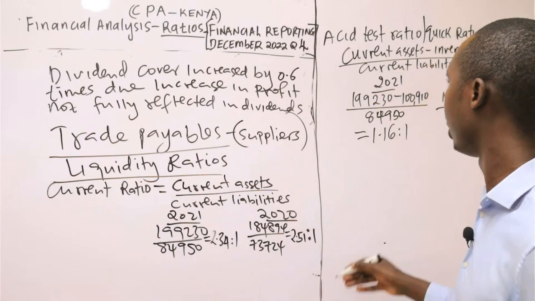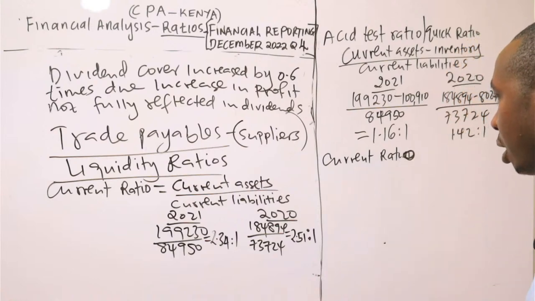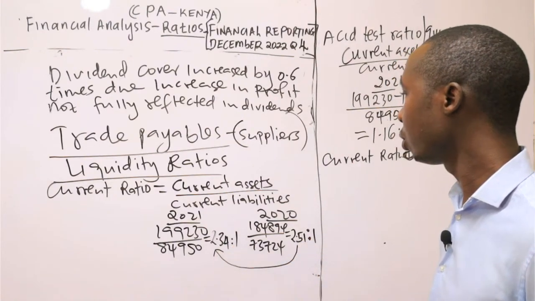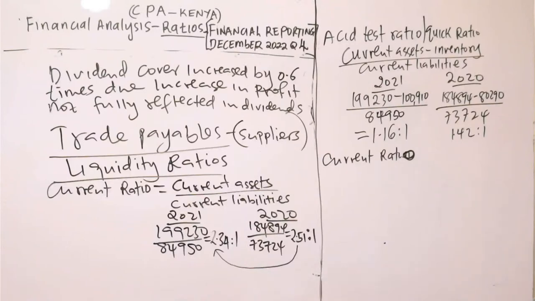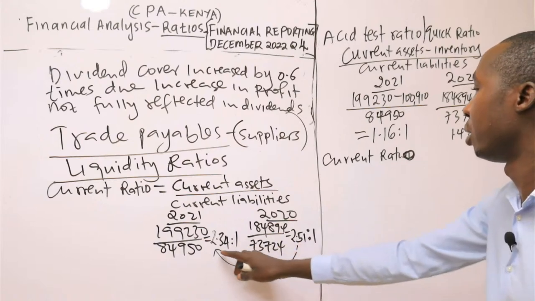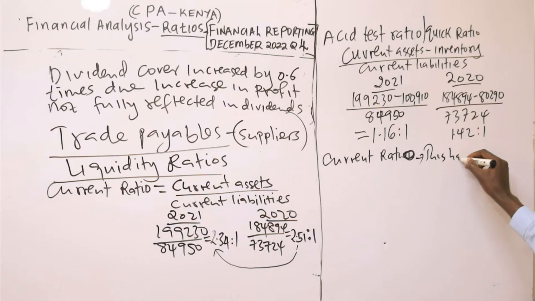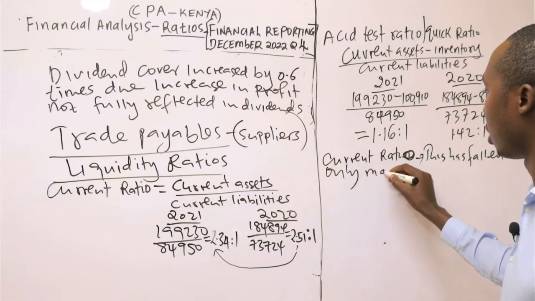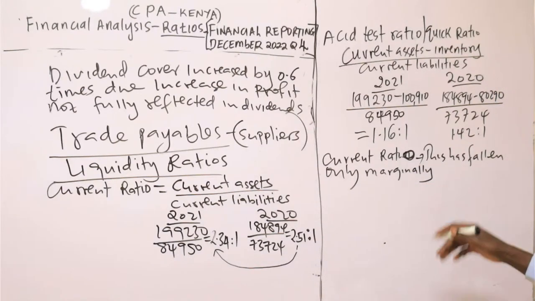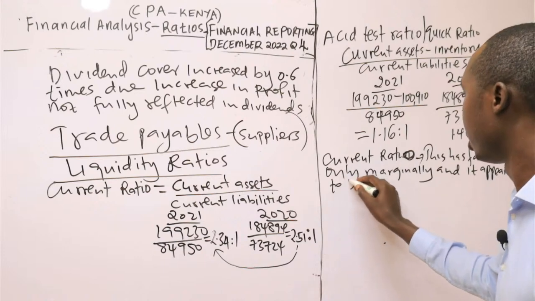So what can you comment about the two periods for the current ratio? You can see it was 2.51 to what? 2.34. So it has fallen, but only with a small margin, because it's some small points. Here you can say that this has fallen only marginally, and it still appears to be quite sound.